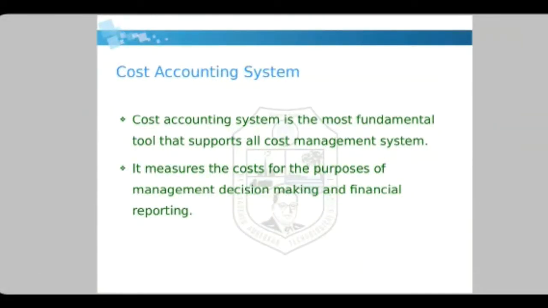Now next is the cost accounting system. As we have said, a cost management system contains tools and techniques which give you information or which assess the effect of top management decisions on the overall cost. So the cost accounting system is such a tool. It is the most fundamental tool that supports all cost management systems. It measures the cost for the purpose of management decision making and financial reporting. So this is the cost accounting system.